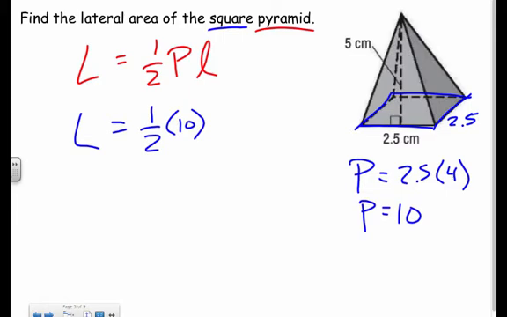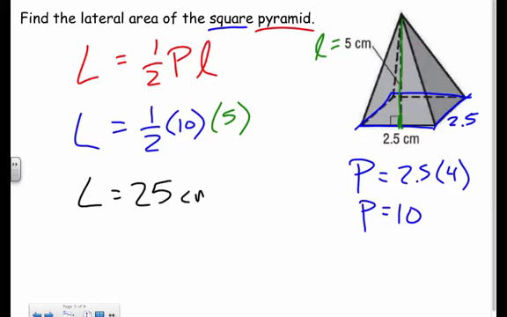Well, if I look here, this dashed line is going right to the base of one of the sides. So this would be the slant height right here. So that's good. So L equals 5. And I just plug that in. So 1/2 times the perimeter times the slant height. Well, half of 10 is 5, and 5 times 5 is 25 centimeters squared because it's area, right?